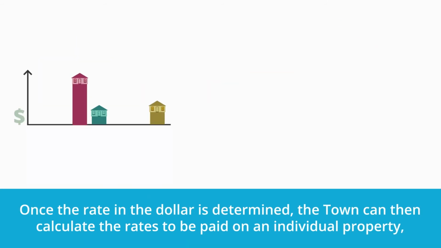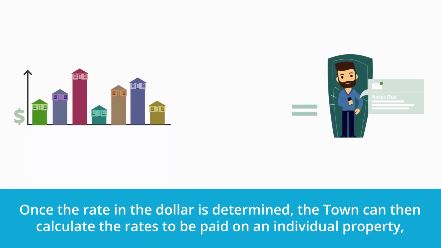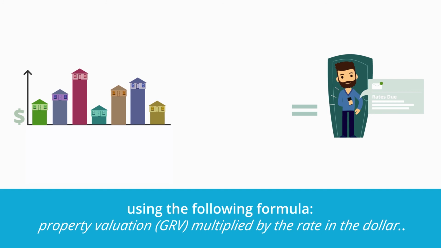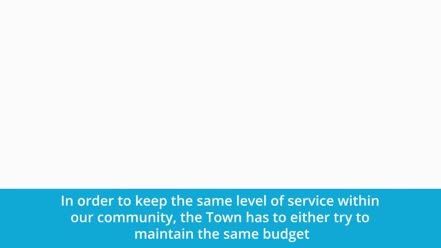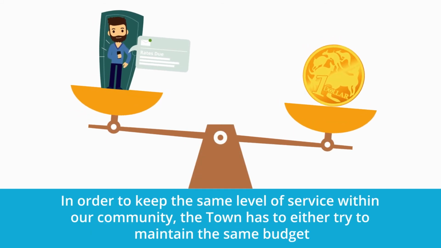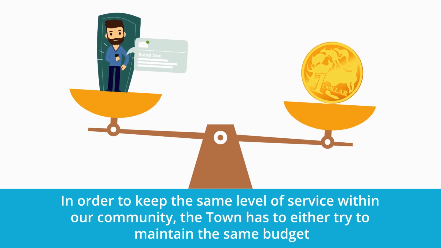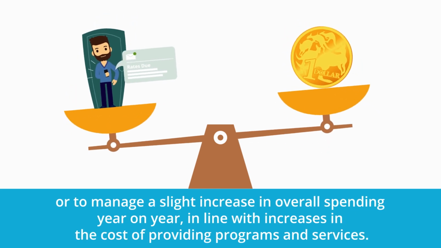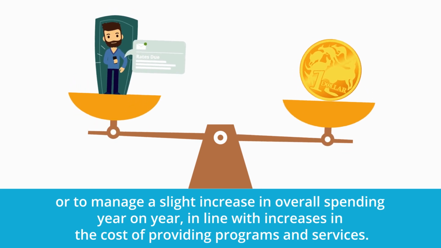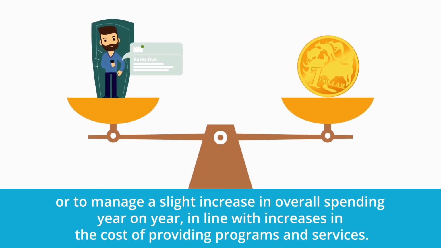Once the rate in the dollar is determined, the town can then calculate the rates to be paid on an individual property using the following formula. Property valuation, GRV, multiplied by the rate in the dollar. In order to keep the same level of service within our community, the town has to either try to maintain the same budget or to manage a slight increase in overall spending year on year, in line with increases in the cost of providing programs and services.